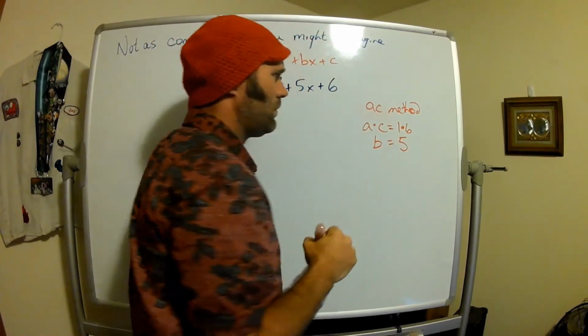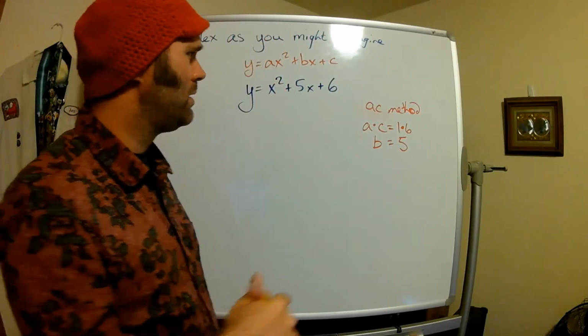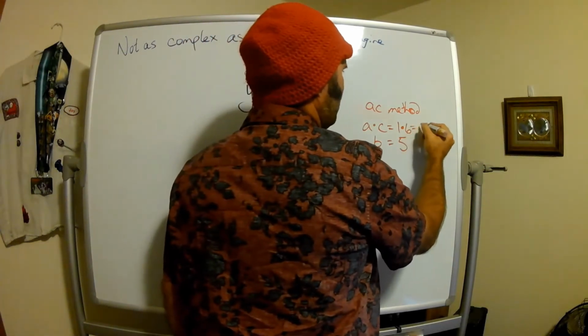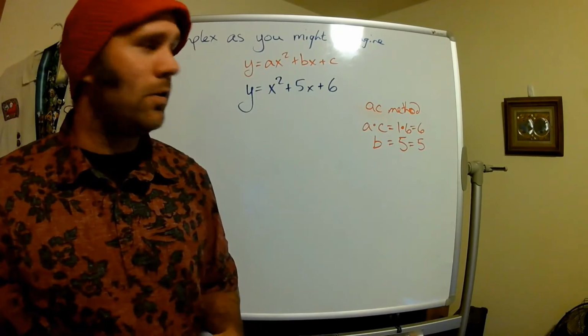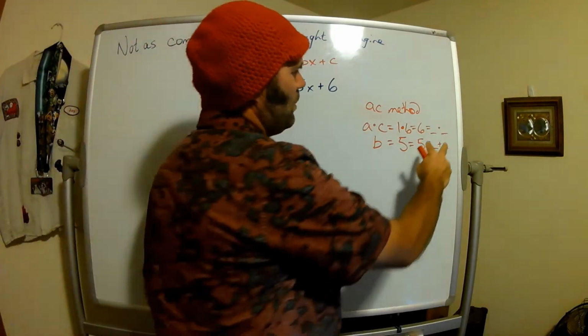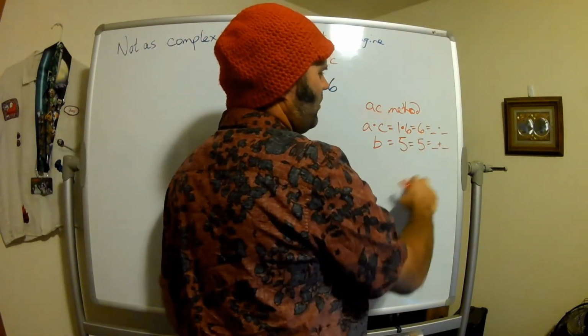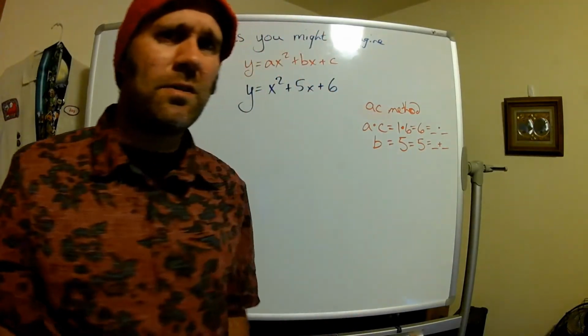Okay? So this is the AC method. So we can simplify this to be just 6 and simplify this to just be 5. There's nothing we had to do for B. So what two numbers both multiply to give you 6 and add up to 5?